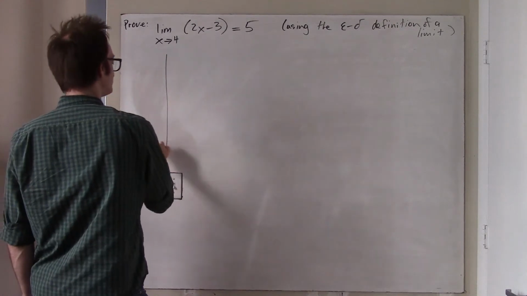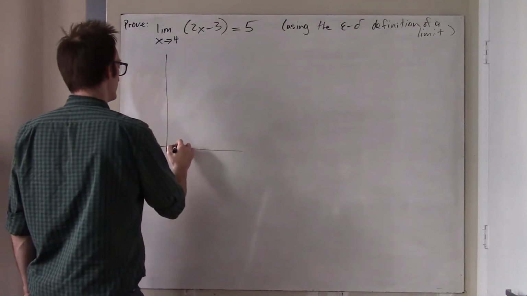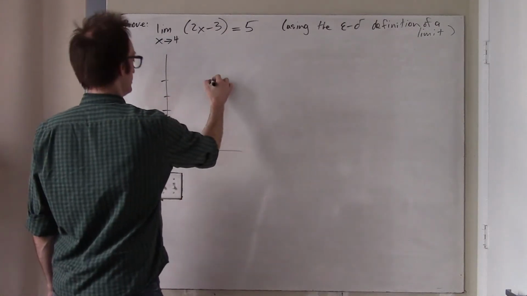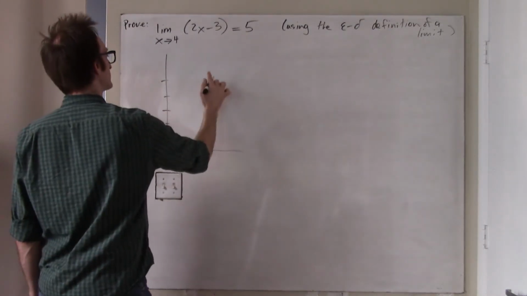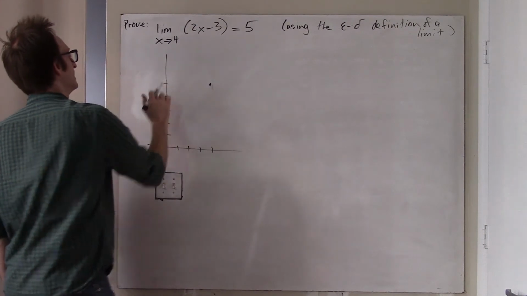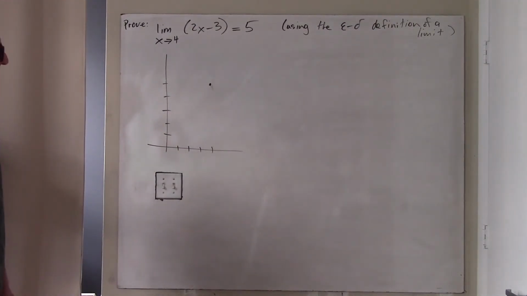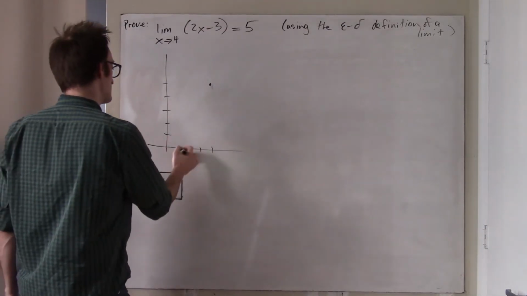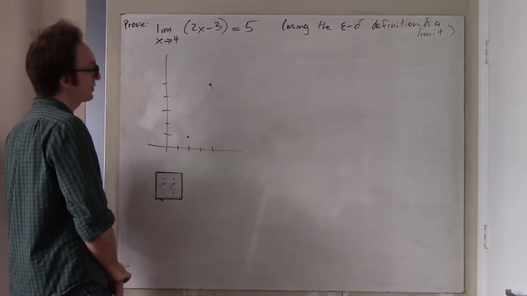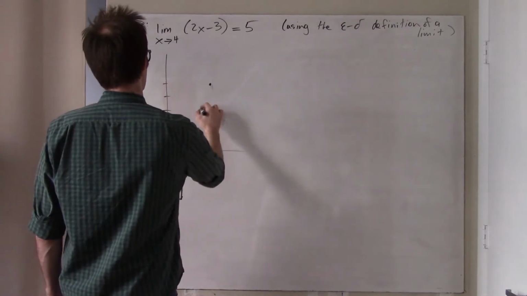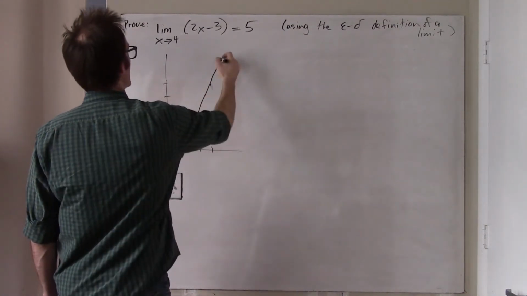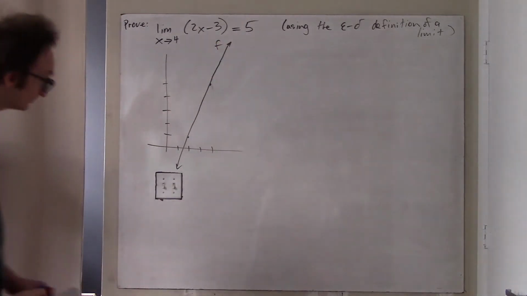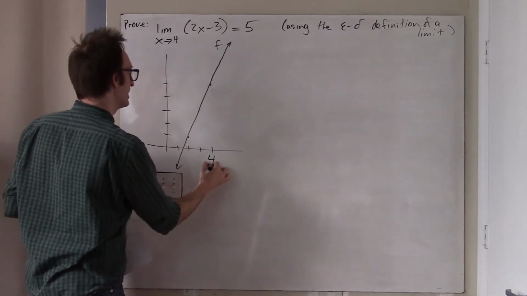So let's draw a picture. 1, 2, 3, 4, 2, 3, 4, 5. When x is 2, say, y is 1, and when x is 3, y is 3, and so we get something that looks like that. Okay, so it's just a line, and the slope of this line is 2. And here is 4, and here is 5.